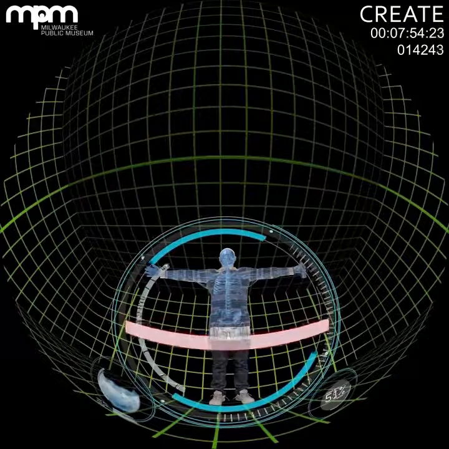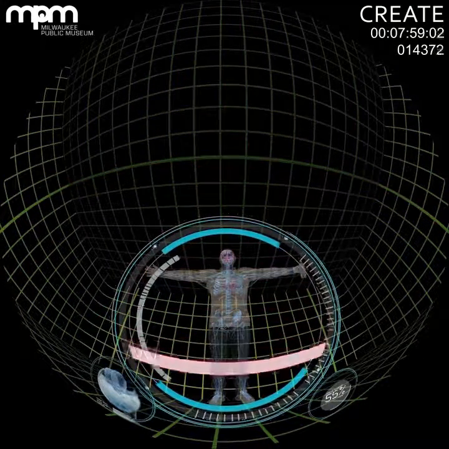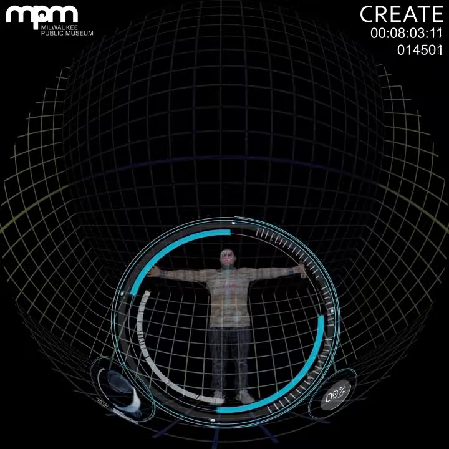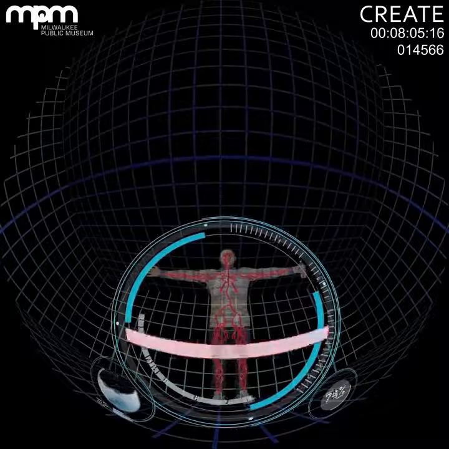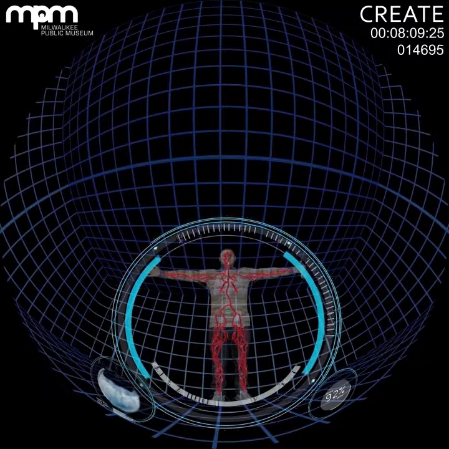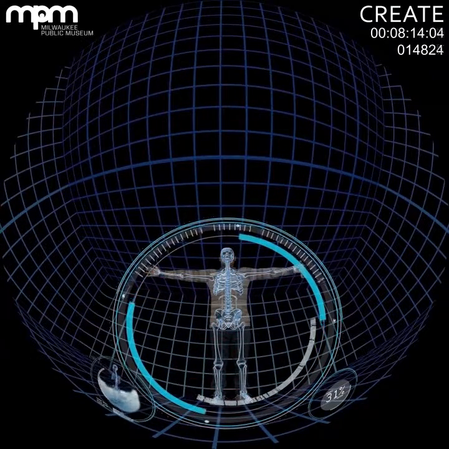The human body is about 60% water. Our hearts and brains are 73% water. Our blood has the most water at 92%. And even our bones are 31% water.